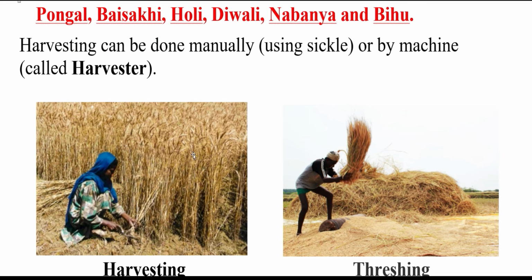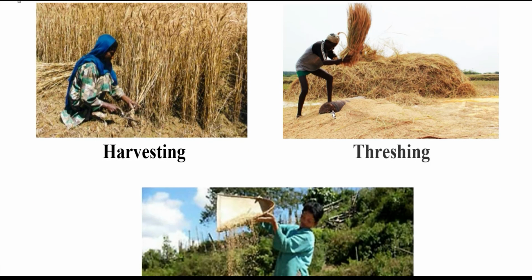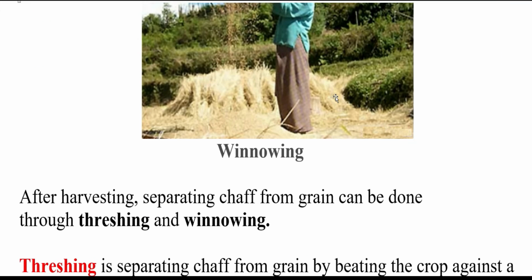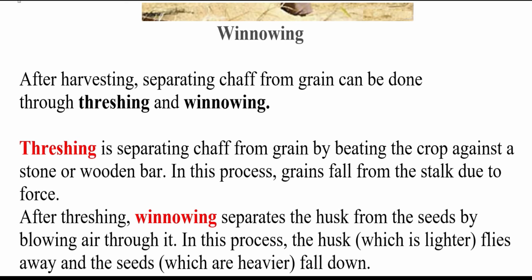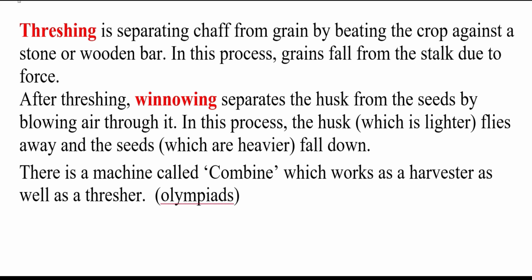So see here, the first picture represents the harvesting, the second one represents the threshing, and the third one is about the winnowing. I'll tell you one by one. After harvesting, the separating of chaff from grain can be done through threshing and winnowing. First, we are going to look into threshing. So threshing is separating chaff from grain by beating the crops against a stone or wooden bar. In this process, the grains fall from the stalk due to the force. So it can be separated by beating.